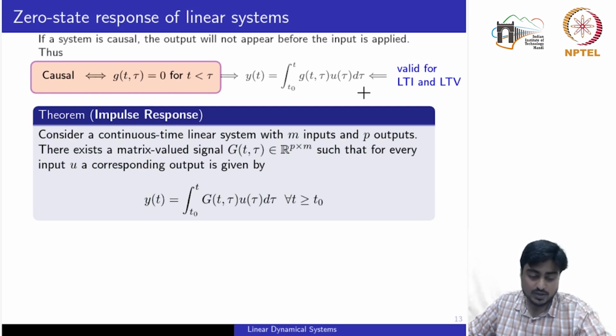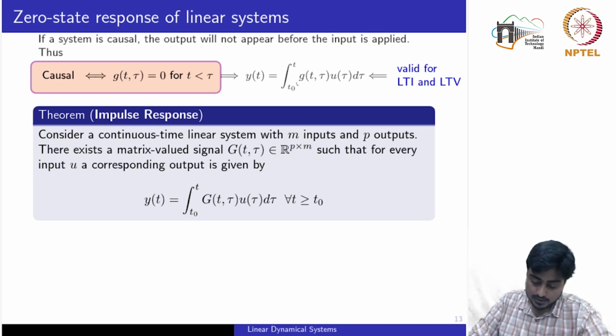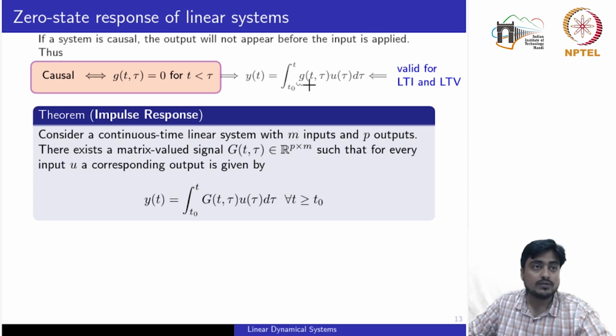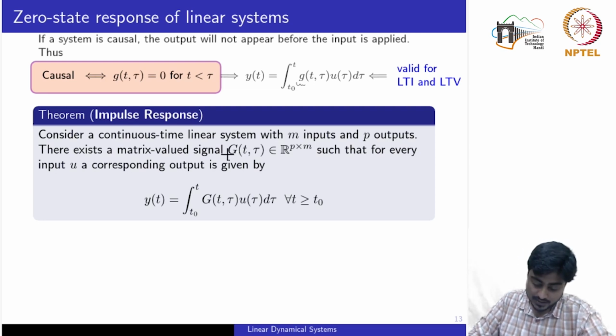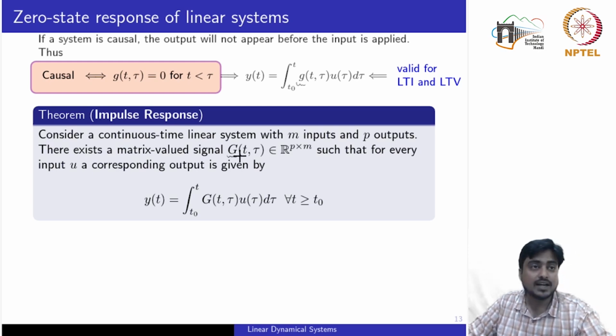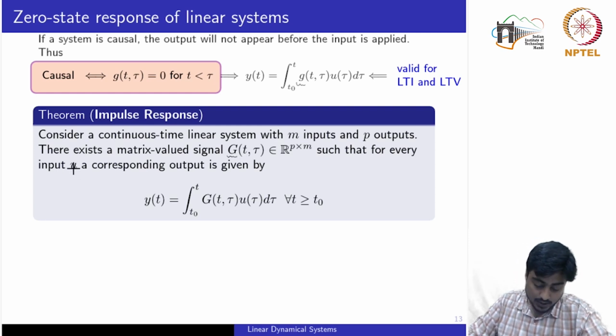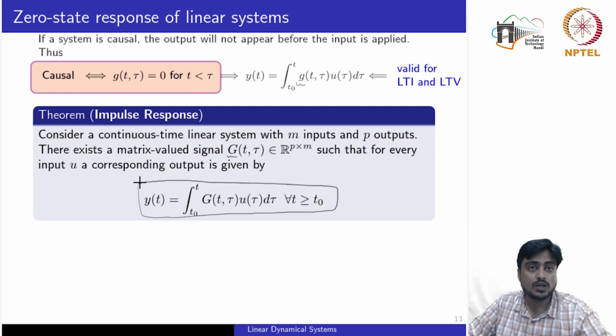Now note that whenever we are defining any function, we will be using small letters. If we define the relationship between the input and output by a function with a capital letter, it means that we are implicitly considering that function to be a matrix. So for every input u, where u is also a vector, a corresponding output is given by y of t, which is given by this equation. Here u and y both are vector signals.